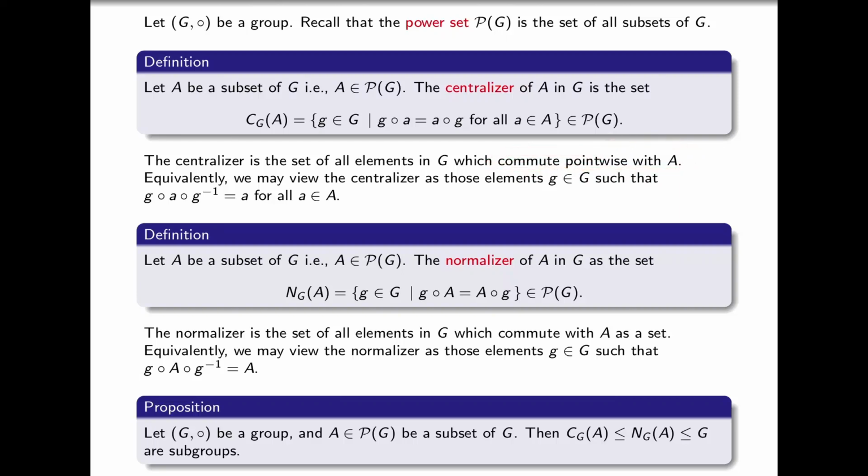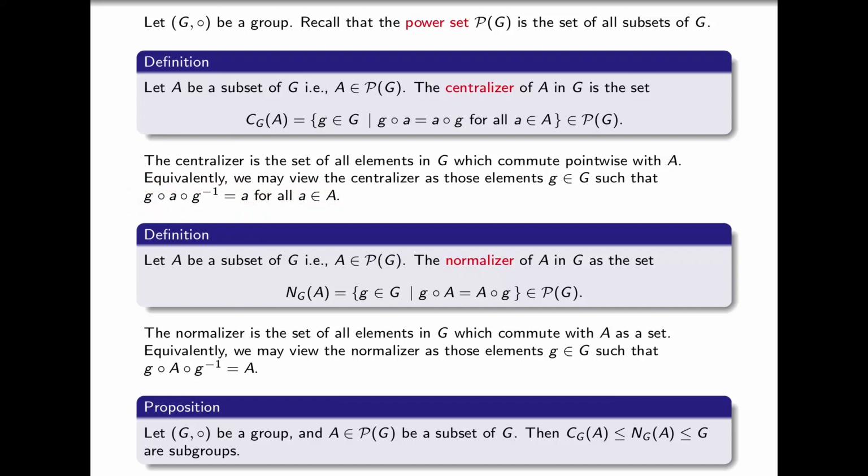Another way of viewing this that goes back to what we just discussed in terms of conjugates of H is that if we look at this equation here and then take circle g inverse on the right on both sides, then we get g circle a circle g inverse, and then g circle g inverse is going to give the identity, so we get back a on the right. And so we got this equation right here. And so we can phrase the centralizer of A in G to just be the set of all elements that satisfy this equation for every single a in A.